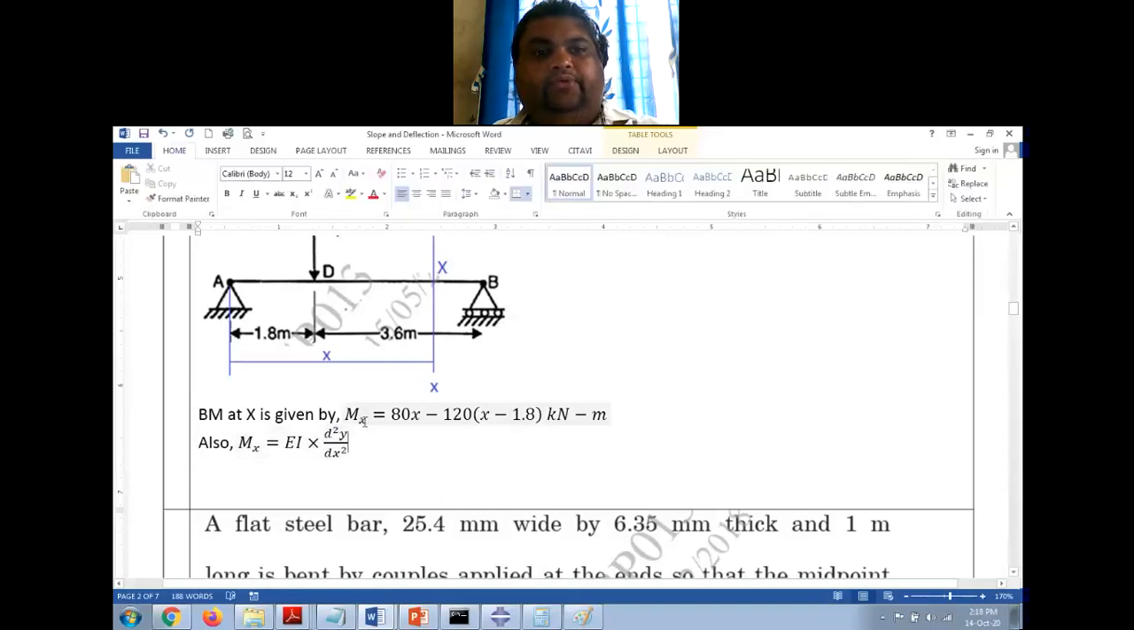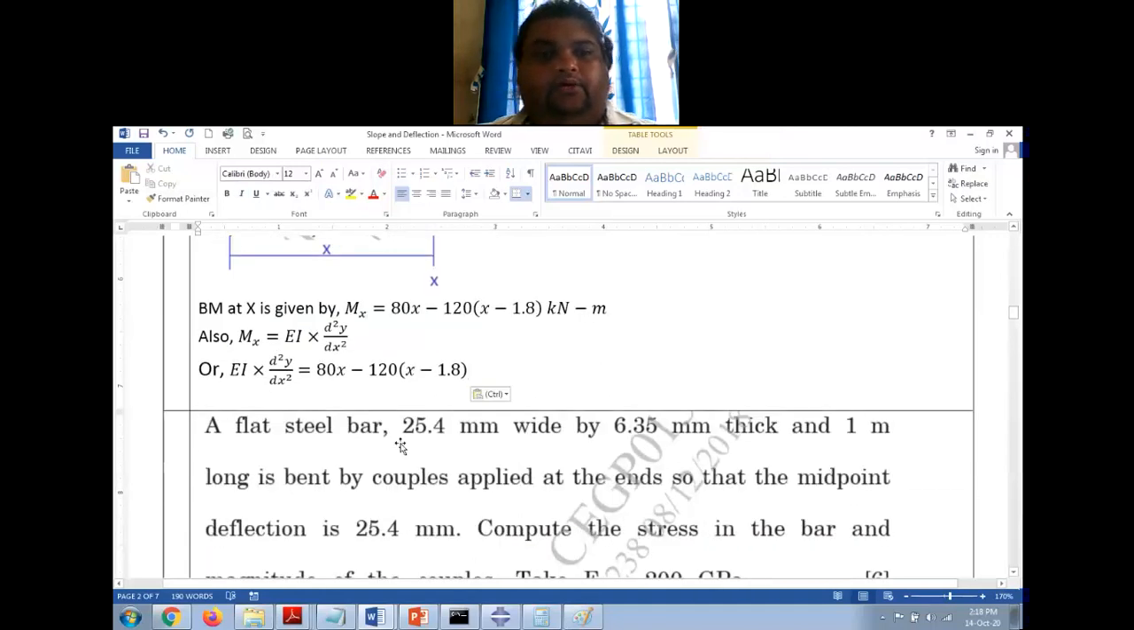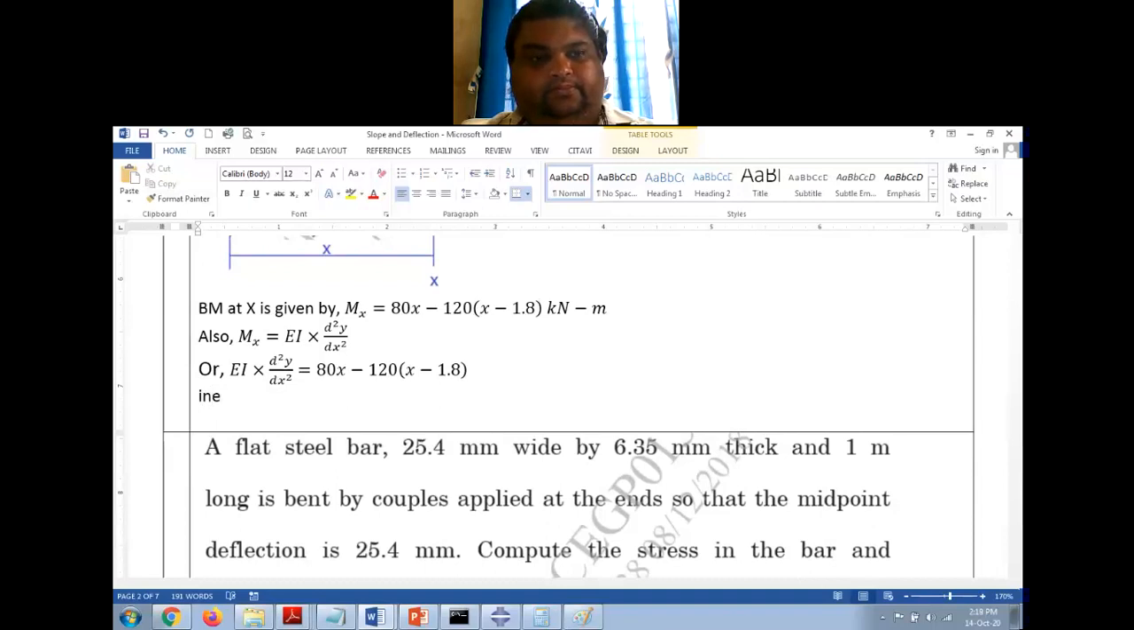Right? Now I'm equating these two expressions. So what do I get? EI d square y by dx square is equal to this. Correct? So this is the equation which I have to integrate now. I have to integrate this twice, and I am using Macaulay's method for integration.